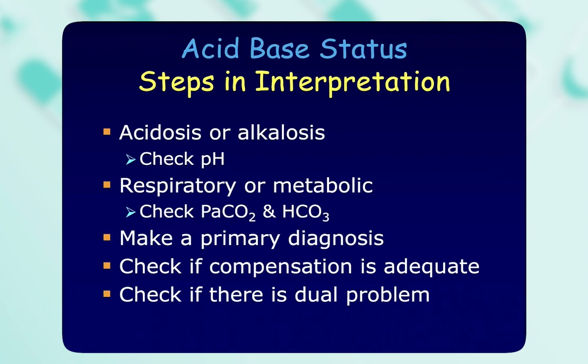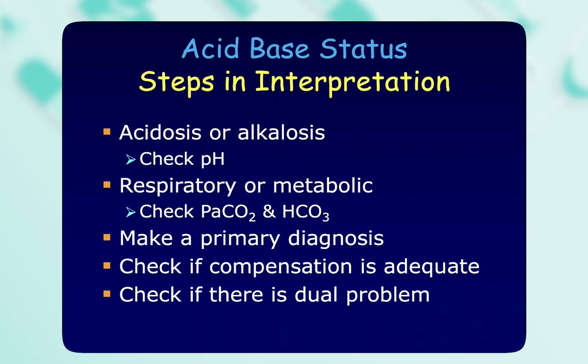First, look at pH, whether it is acidosis, alkalosis. Then look at PaCO2 and bicarbonate, whether it is respiratory or metabolic. If PCO2 is involved, it is respiratory. If bicarbonate is involved, whether high or low, it depends, and it's metabolic. So you decide about a primary pathology, primary respiratory acidosis or alkalosis, or primary metabolic acidosis or alkalosis. That is your primary diagnosis. Then you have to check whether compensation is adequate or not.